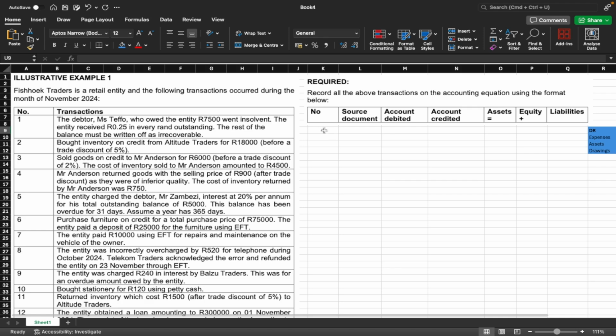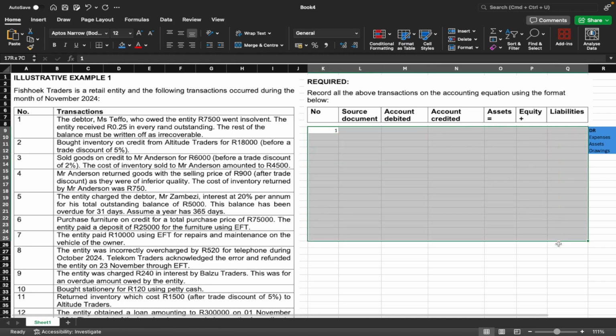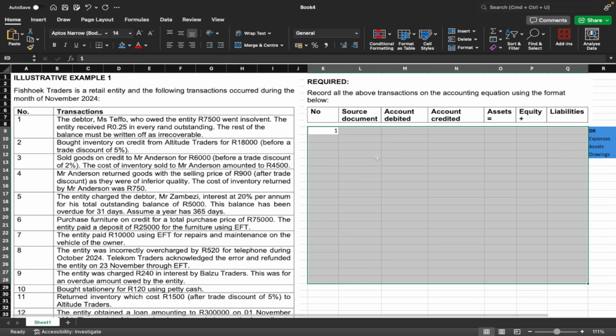Okay, so let's do the first one. Number one, we have to put down what the source document is, what the account debited is, what the account credited is, and then our accounting equation, assets equals equity plus liabilities. Okay, so we're going to apply those principles here.